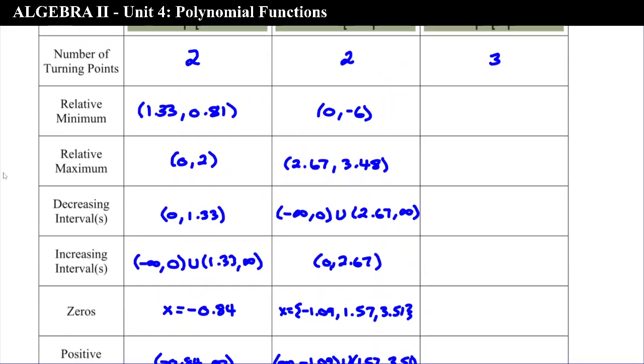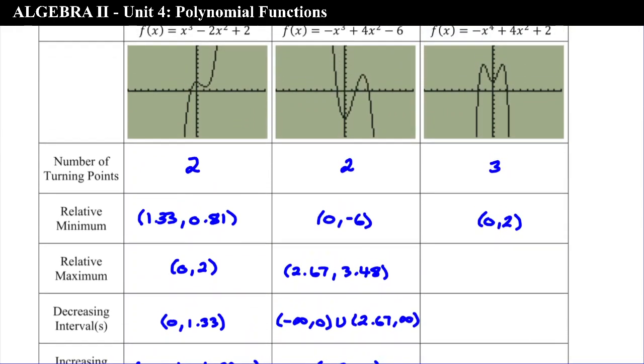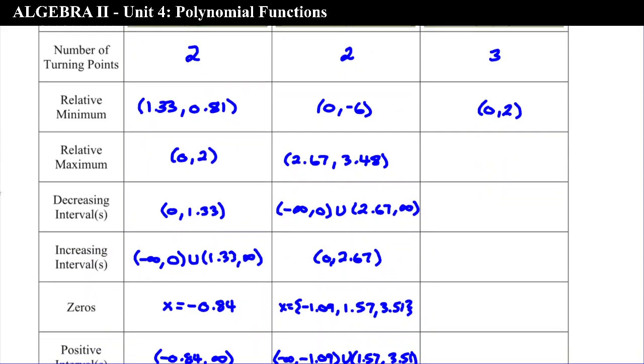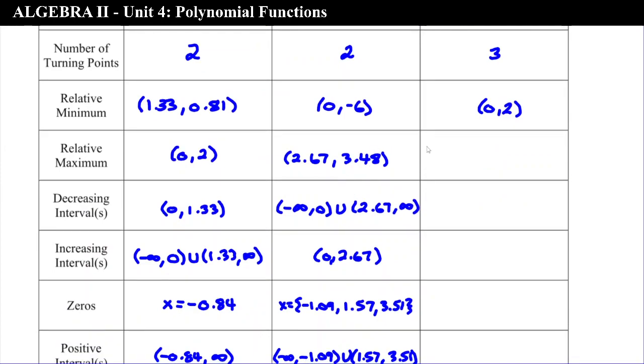All right, for this last example, we've got a relative minimum at 0, 2. We have a relative maximum. Well, actually, we have two relative maximums, because if you look at the shape of the graph, we have one here and we have one here. So our relative maximums are going to be at negative 1.41, 6, and at 1.41, 6.